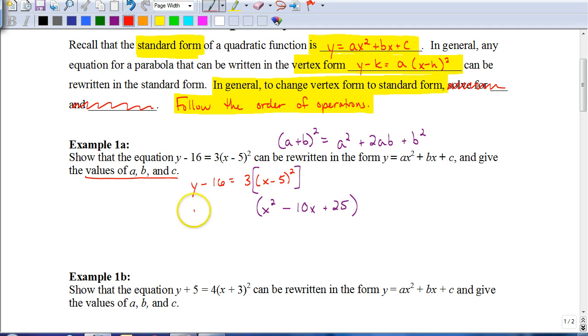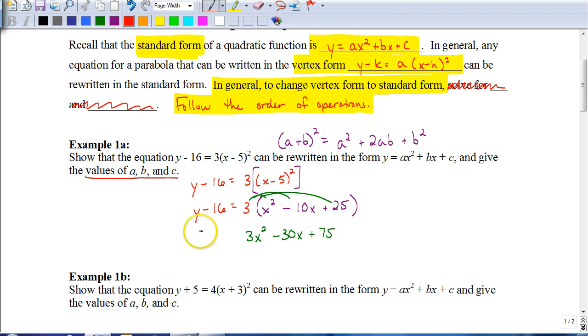Now I still have this 3 that needs to be multiplied by the quantity (x minus 5) squared. That quantity is now x squared minus 10x plus 25. After taking care of the exponents, the next step in the order of operations is to multiply or divide. So in this case, I'm going to multiply everything by 3. That gives me 3x squared minus 30x plus 75.